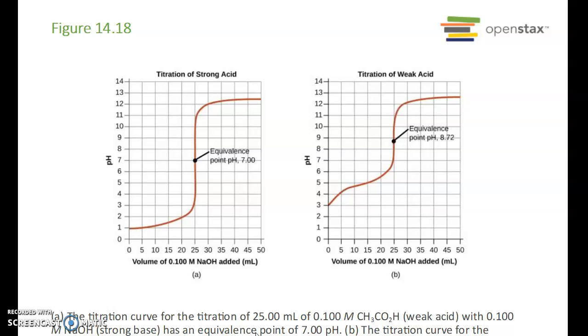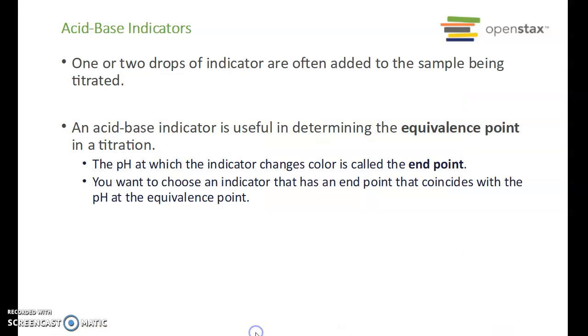Whereas when you are doing the titration of a weak acid, you can see it starts off at a much higher level. We must have a little different concentration here than we had at the other one, because this starts off at a 3. And then it goes up, and you can see that the equivalence point is 8.72 in this particular example. So 1 or 2 drops of indicator are usually added to the sample being titrated.